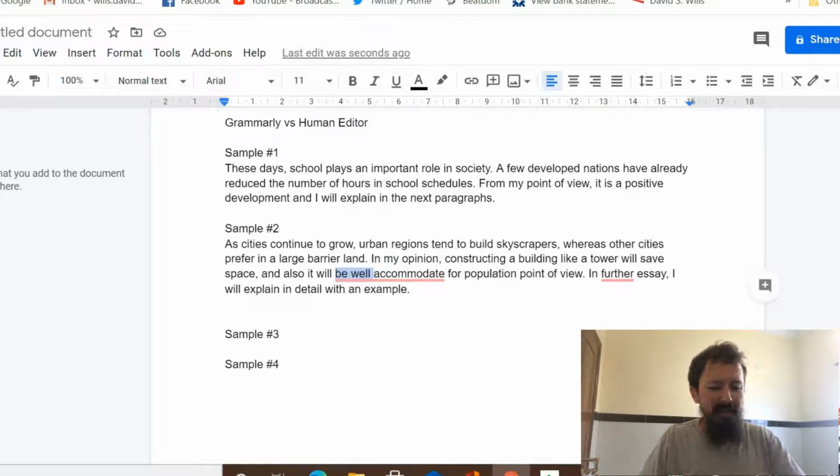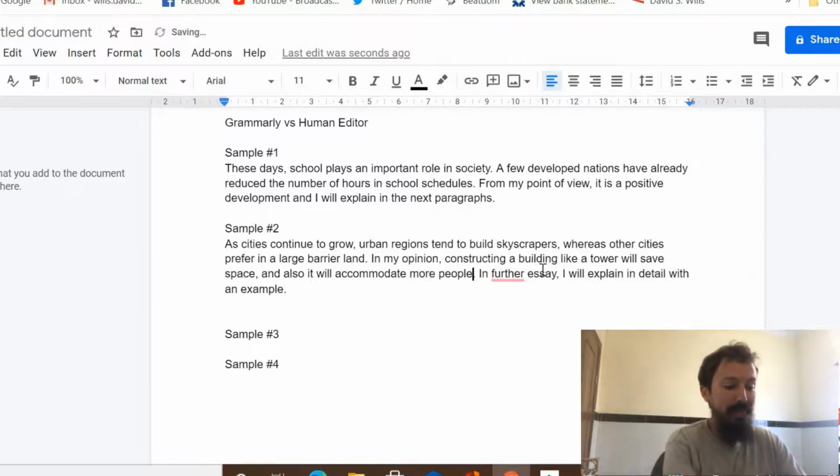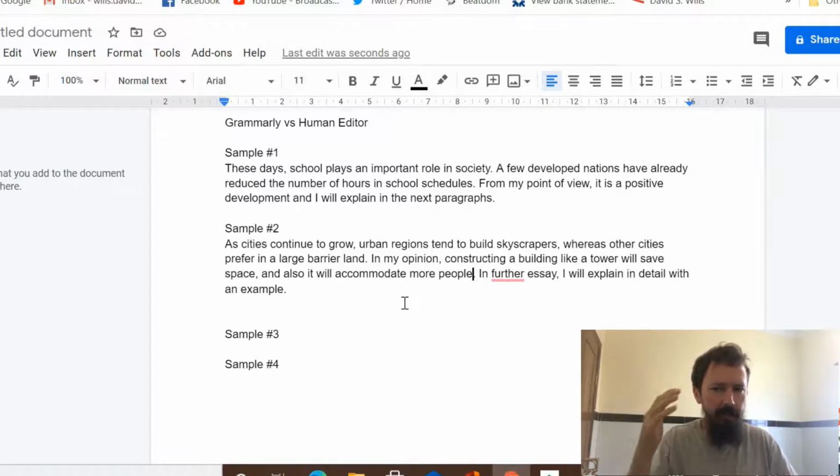It will be accommodate. Well, this person's trying to use the passive voice. There's no need to do that. It will accommodate. I'm gonna say more people. Yeah, I don't know what you mean. What he means by population point of view. That doesn't really make sense. But I can kind of guess he means it can accommodate more people.